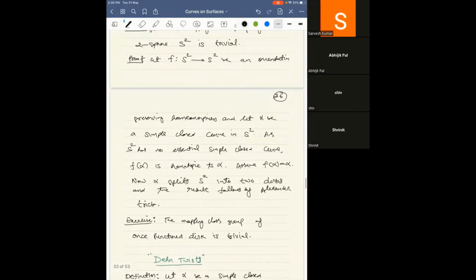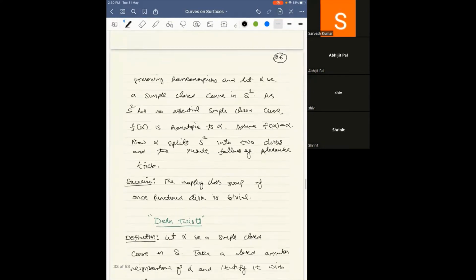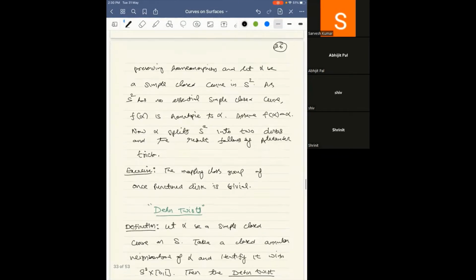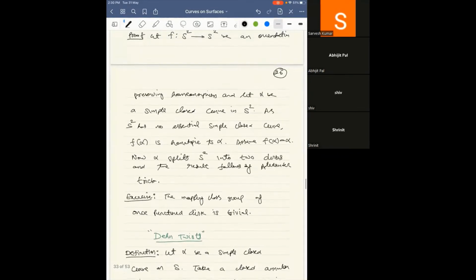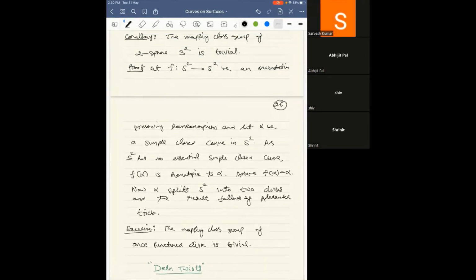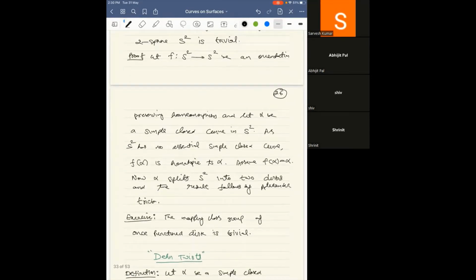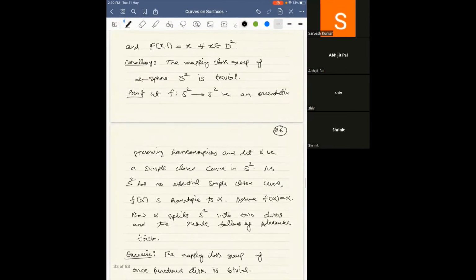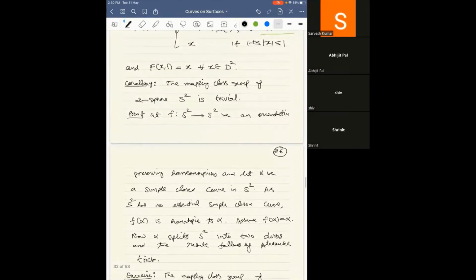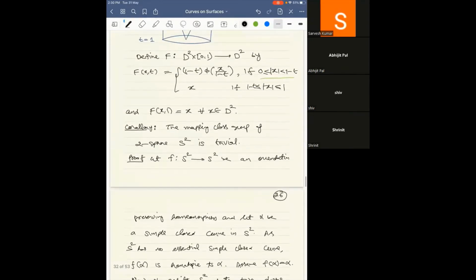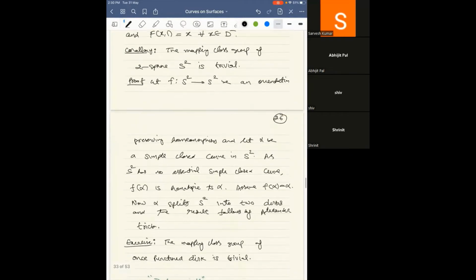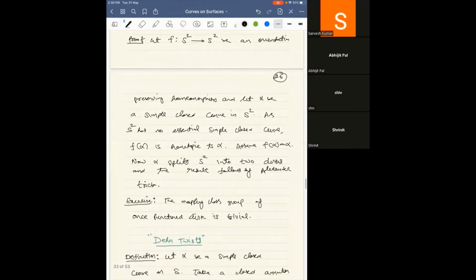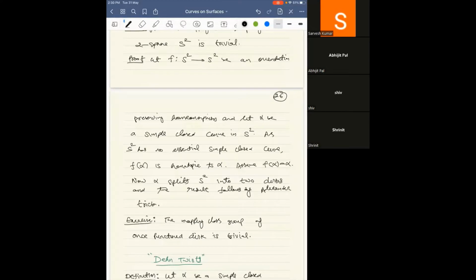So what does this do? This will split your S2 into two disks, right? So now you, on each portion, so you can just apply Alexander trick. Yes. So this will give that F is isotopic to identity. Yes. So this is very simple, just extension of Alexander trick, right? I think that's okay. F may send one disk to other disk. Is it? Yes. F may send one disk to the other disk.